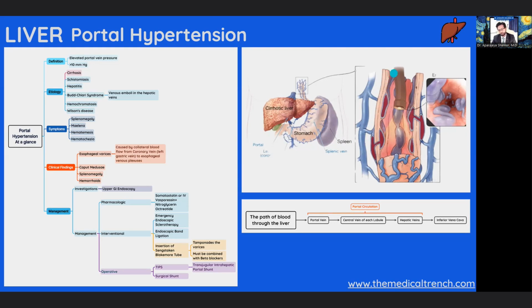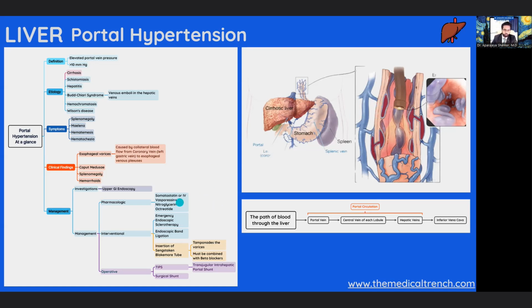So in this image here on the right, you see that this is an upper GI endoscope. And this upper GI endoscope allows you to visualize the esophagus, especially the distal esophagus, look at the veins and if there are any varices, and then to deal with them. So we usually divide management into pharmacological and interventional management, right? So pharmacological management generally occurs when you take somatostatin or IV vasopressin, which are very strong vasoconstrictors, and they are given so that these varices are sort of compressed quickly, right?